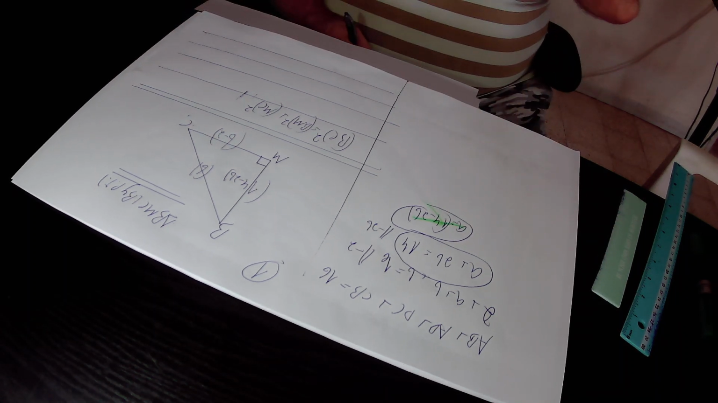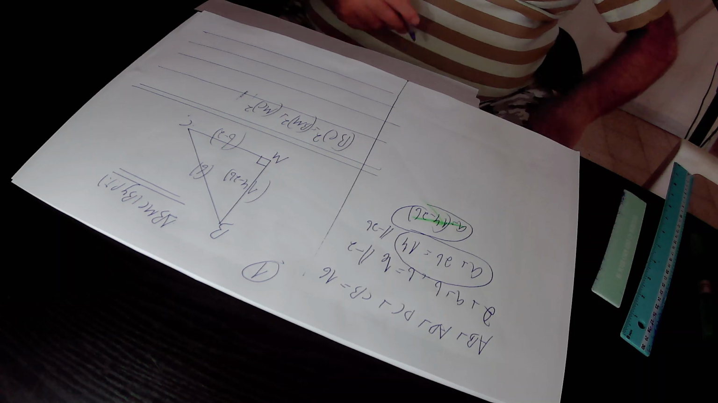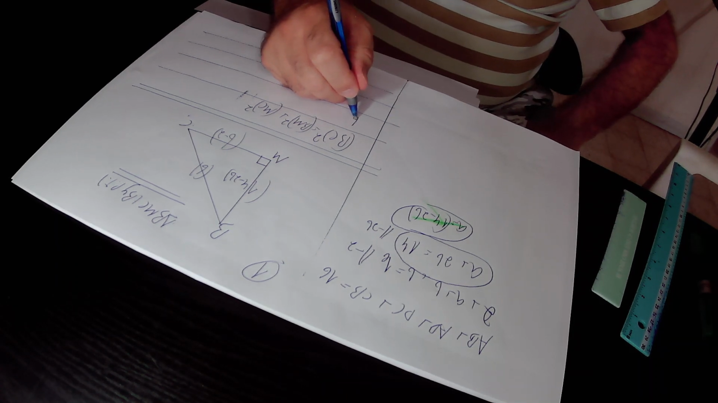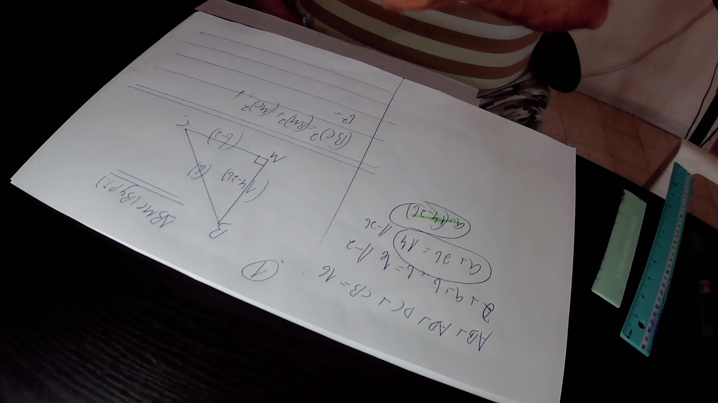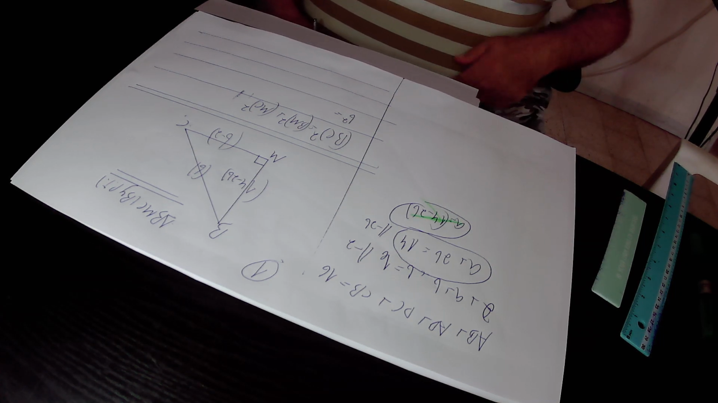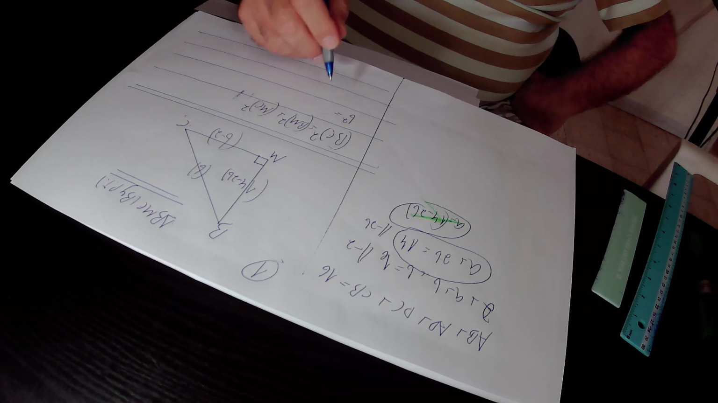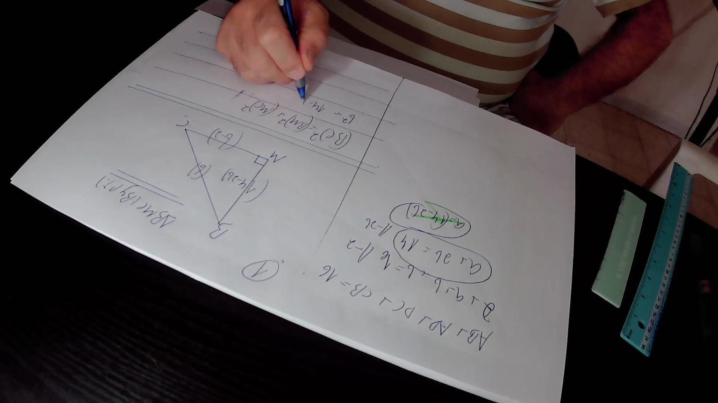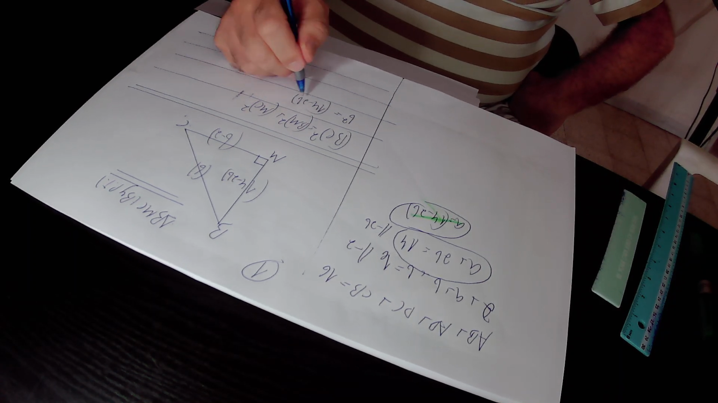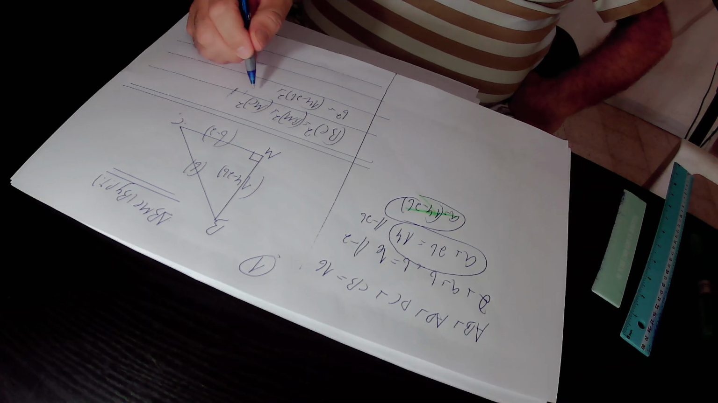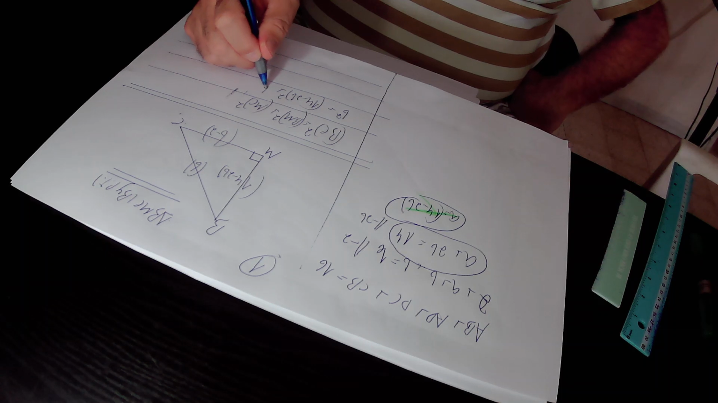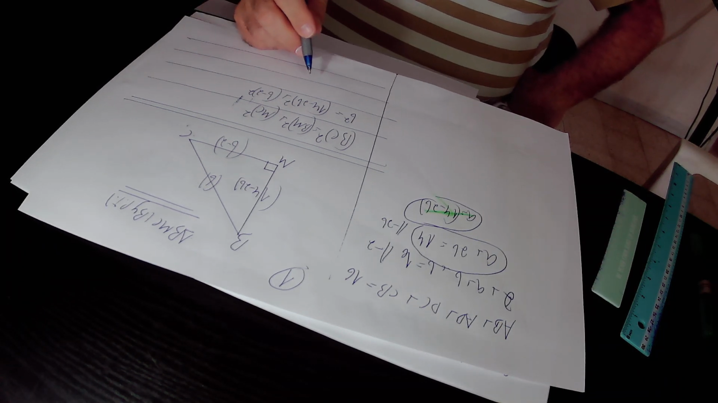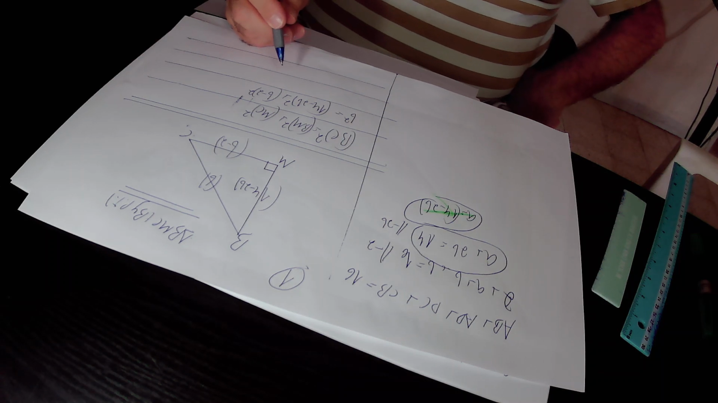BC squared, that is the square of the hypotenuse, is equal to BM squared plus MC squared. BC is b, therefore BC squared is b squared, and it equals BM squared. BM is 14 minus 2b, therefore BM squared is 14 minus 2b squared, plus MC squared. MC is b minus 2, therefore MC squared is b minus 2 squared. So in total, we found that b squared equals 14 minus 2b squared plus b minus 2 squared.